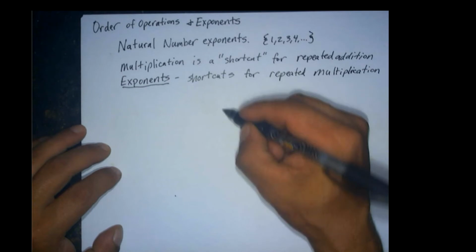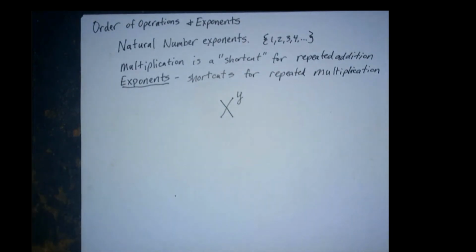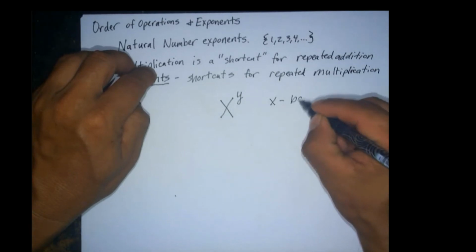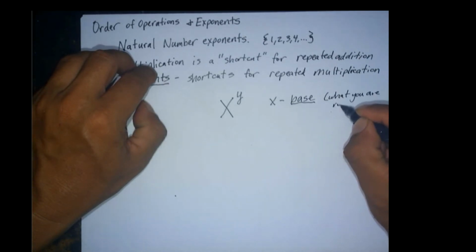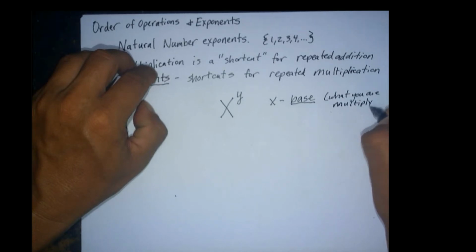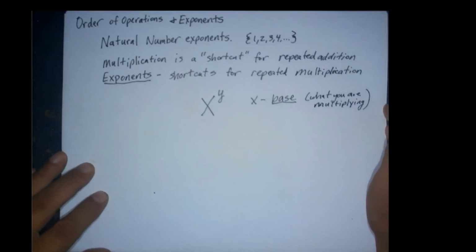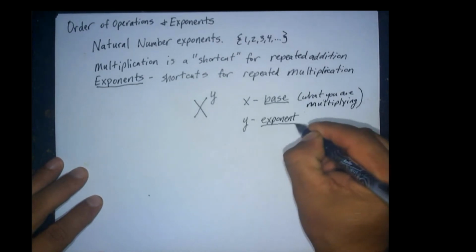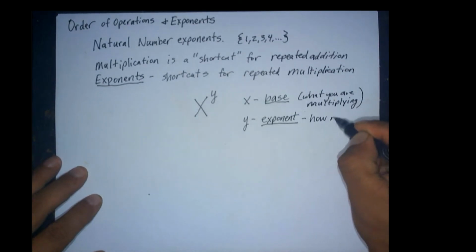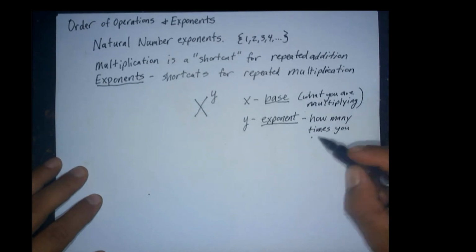So exponents are of the form, I'm going to use variables for this, x to the y, something like that, right? Okay. And x is called the base. In this case, it's what you are multiplying. And y is the exponent. What do you think that's going to be? The number of times you multiply by itself? Very good.